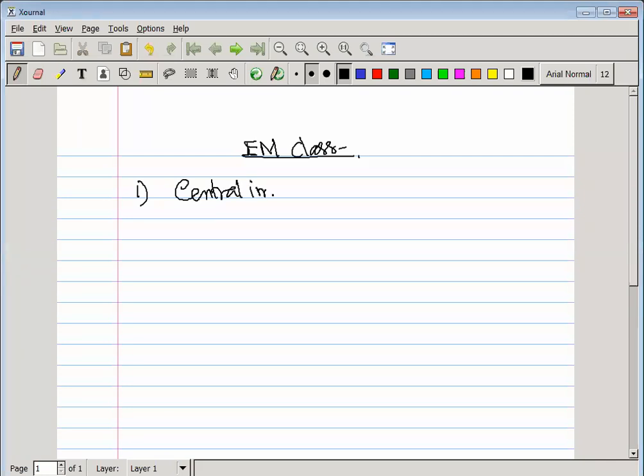In the previous class we discussed the central impact, right? Central impact we have discussed already. So today we have to discuss oblique central impact.